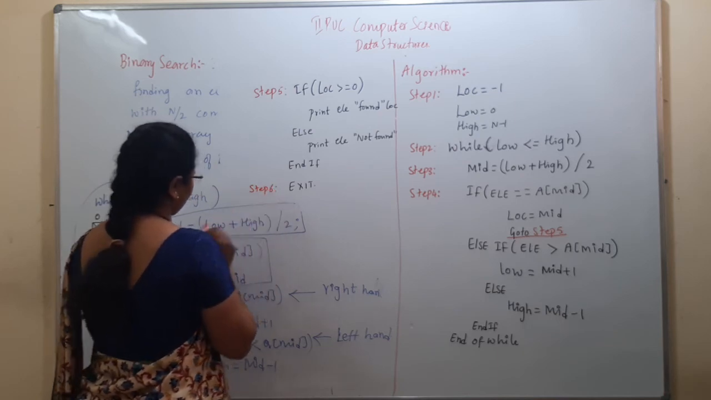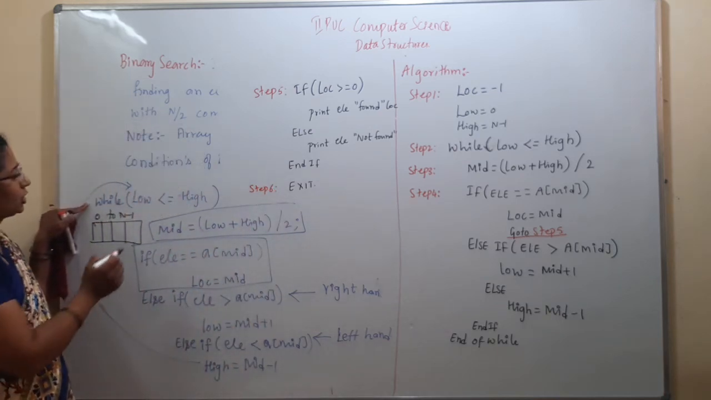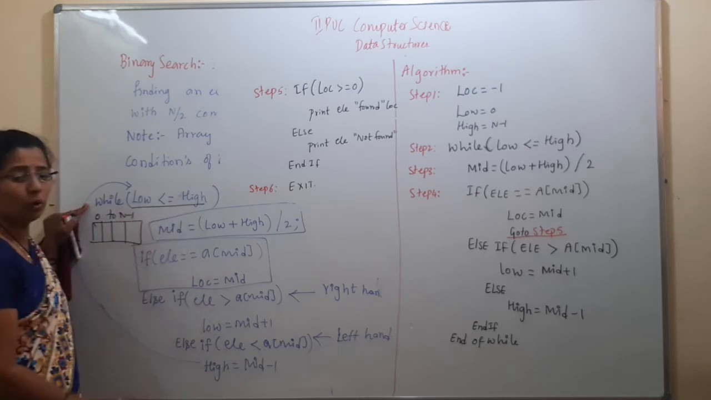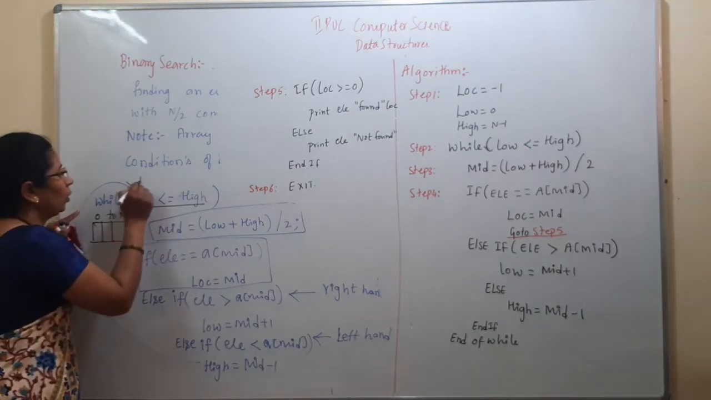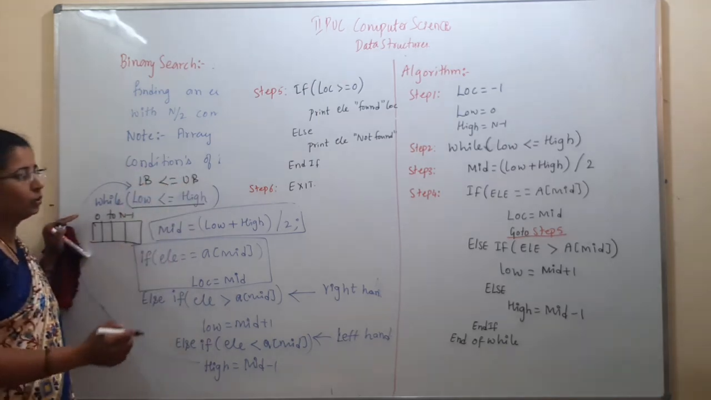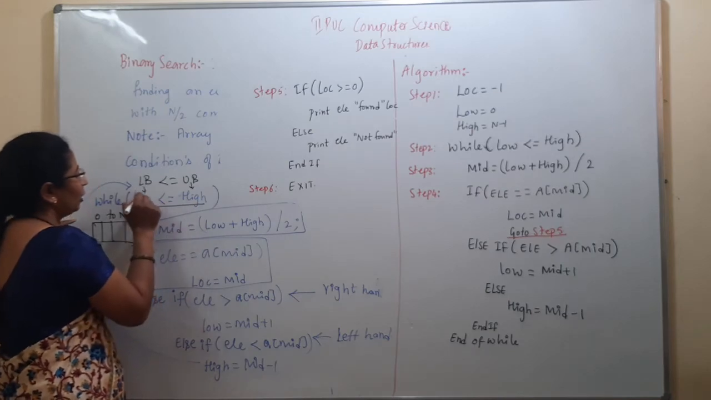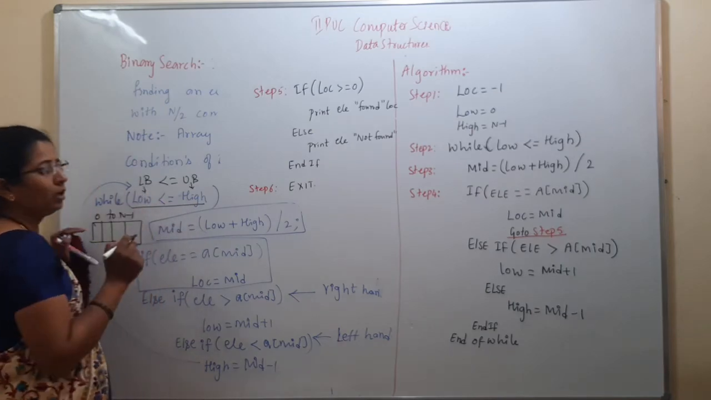Step number 6. Did you get it? So repeatedly we are going to check in the while loop. The lower bound value should always be less than the upper bound value. For the upper bound we have taken the variable name called high. For the lower bound we have taken the variable name called low.